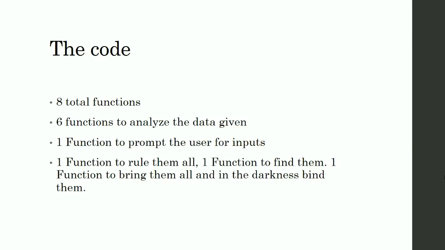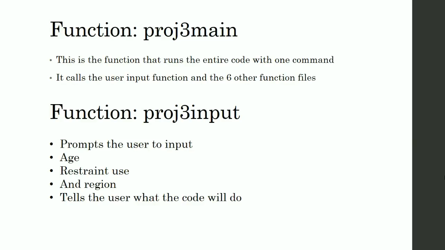The code is comprised of 8 function files in total. 6 of these functions analyze the data from the NHTSA to create a reference base. One function prompts the user to input data on driving conditions, and one function, with a single command, calls the other 7 functions to run and output their data in a concise manner. proj3main is the main function and calls for the other 7 functions to run with one command.